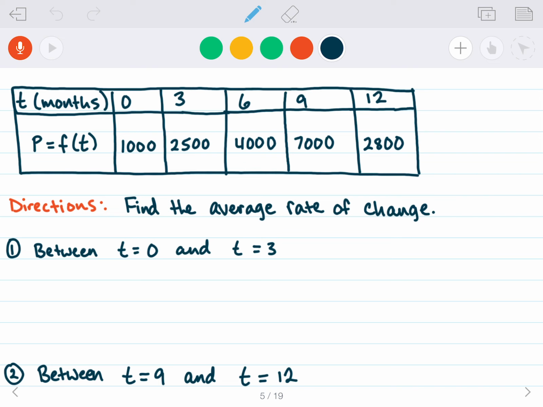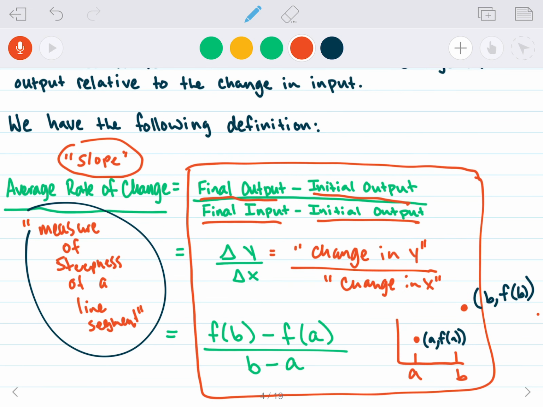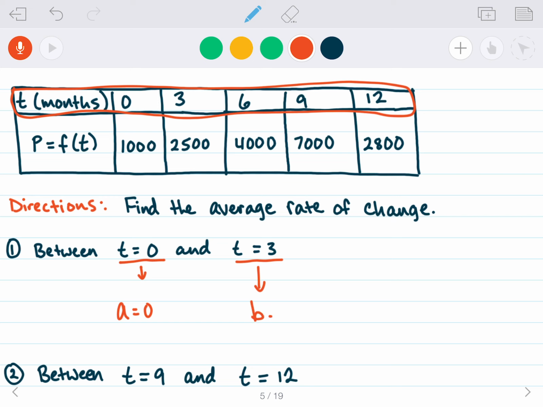So let's go ahead and find the average rate of change between t equals 0 and t equals 3. So this is our initial value. I'm going to call it A. So A equals 0. Now, we're thinking of t as our x's, our inputs, if you like that. So our initial value here is A equals 0. So you can think of this as our starting value. And our ending value, t equals 3, is our B. So this is our ending value right here.